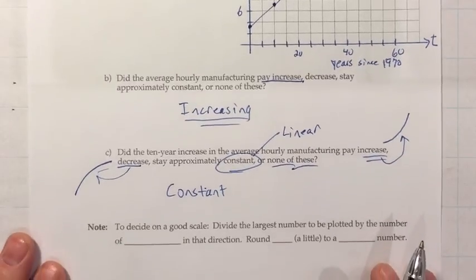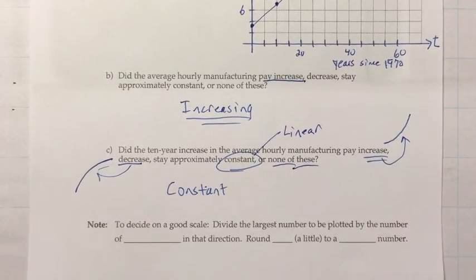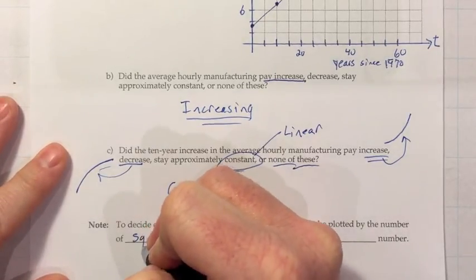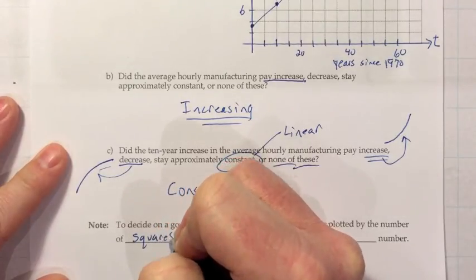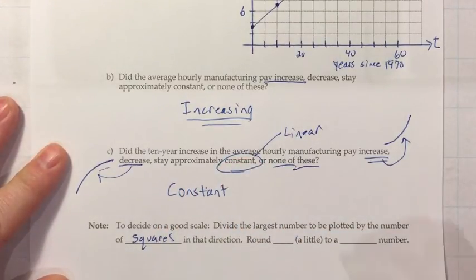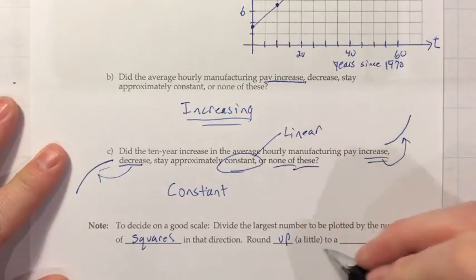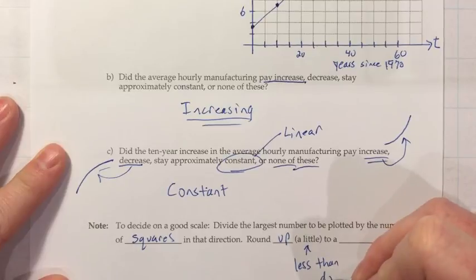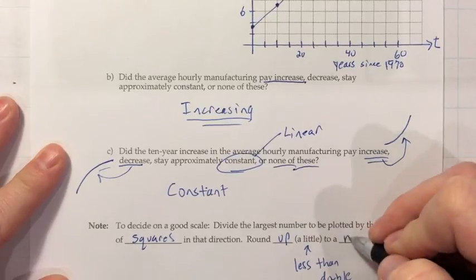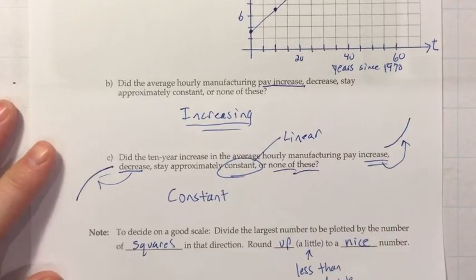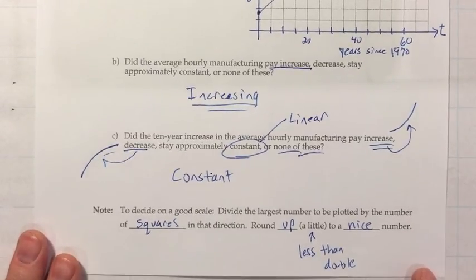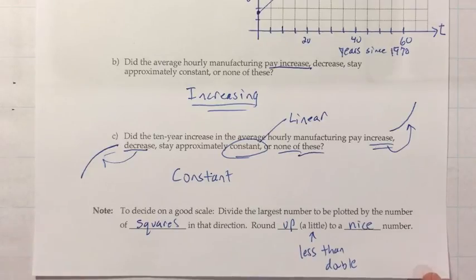All right, so final note here is about what we were doing with scale. To decide on a good scale, divide the largest number that you're going to plot by the number of squares in that direction. And that's usually going to be a messy number, so round up a little bit. Less than double would be kind of the rule to go by, to something that's a nice number. And if you do that, that'll give you a scale that is the value that each square would be worth.